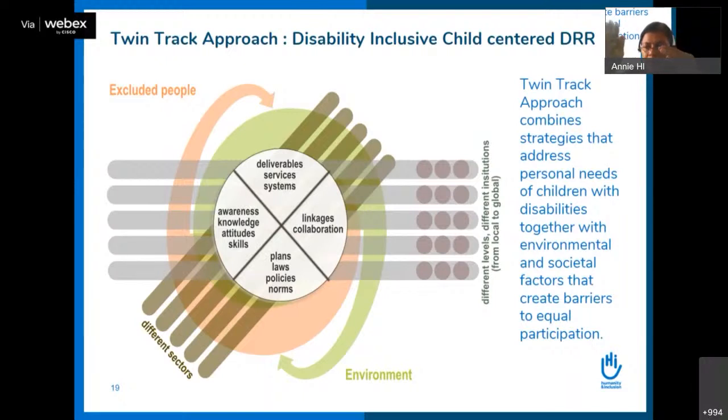One track is looking at actions targeting the person. So we are having one action looking at how do we empower the person with disability. And the second track is how do we make our systems inclusive for people with disabilities. Both these tracks need to go together. One without the other will not give you the best results. It will give results, but it will not give you the best results. If we had both tracks going, then it gives us the best results.